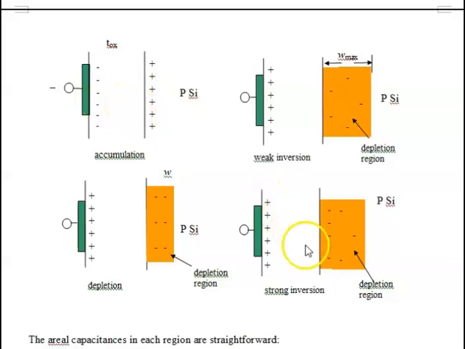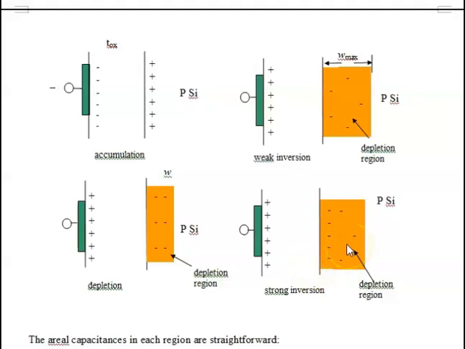Let me just jump over to strong inversion. And in strong inversion, it's basically the same thing. We have, in this case, positive charge on the metal and negative electrons, these are minority carriers, on the interface between the oxide and the silicon. So the important thing about the strong inversion is that the capacitance is dominated by the larger of the capacitances, which is the oxide capacitance.